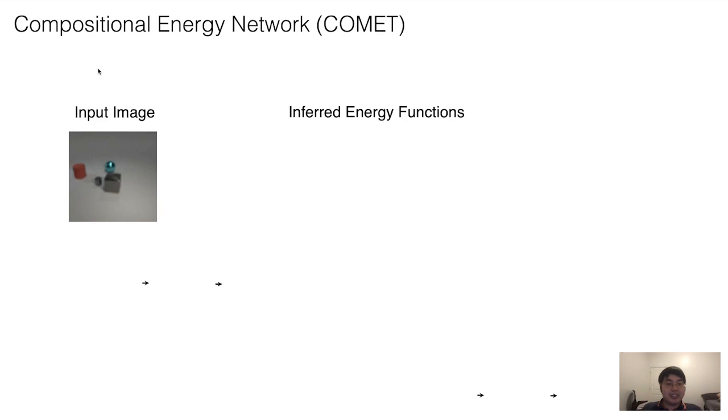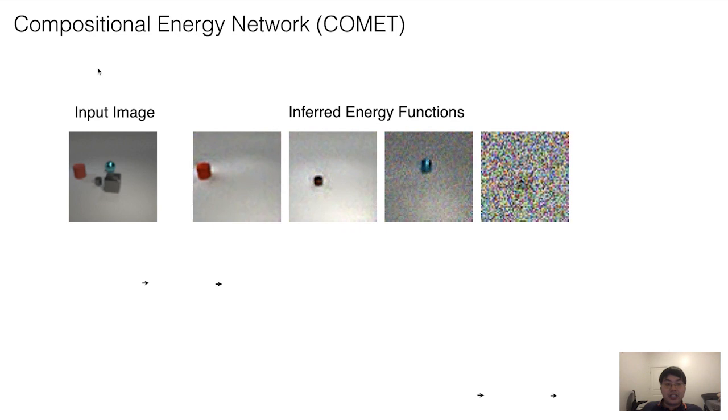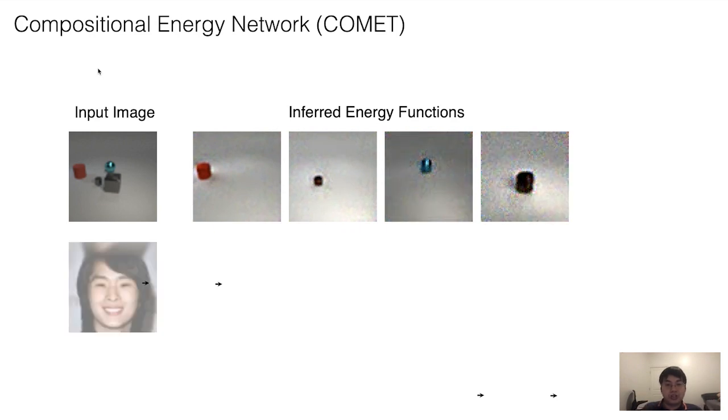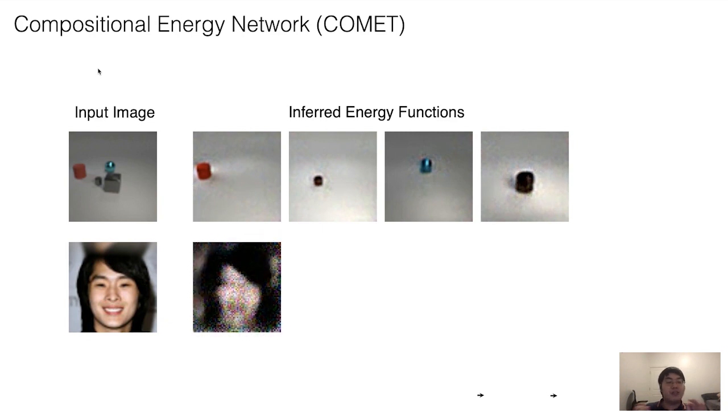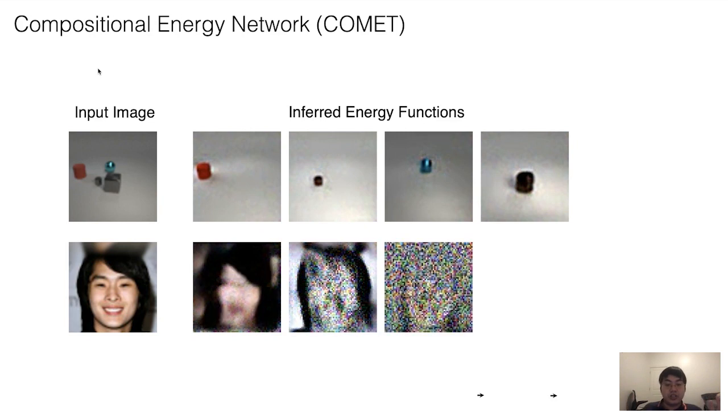Now let's illustrate an example. Consider this input image right now. We first get an image for the red sphere, then the black cylinder, then the blue sphere, and then the black cube. Similarly, we can take an input image of a face, get a first energy function that focuses on the hair of the person, the second one focusing on the background, the third focusing on facial expression, and the fourth focusing on skin color. Again, these energy functions are learned in a completely unsupervised manner, and on the top discovers a set of local features describing the scene, and the bottom discovers a set of global factors that describe the underlying scene.